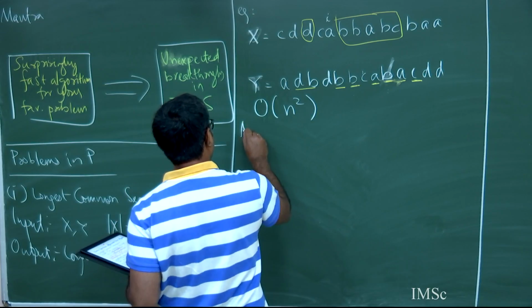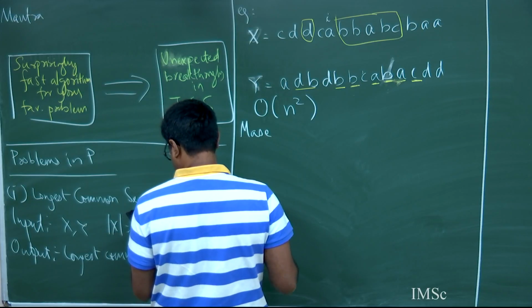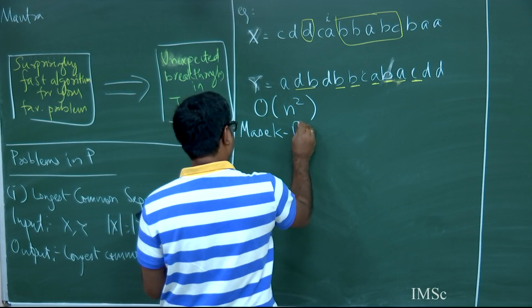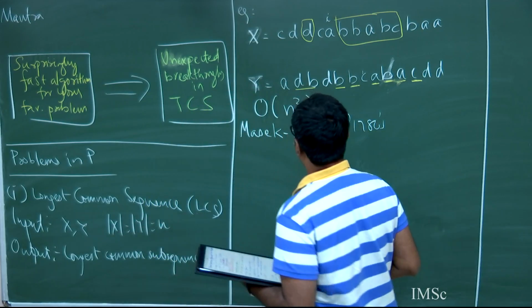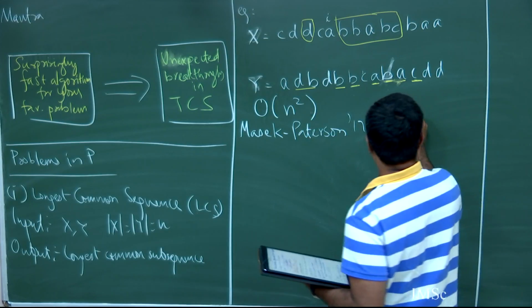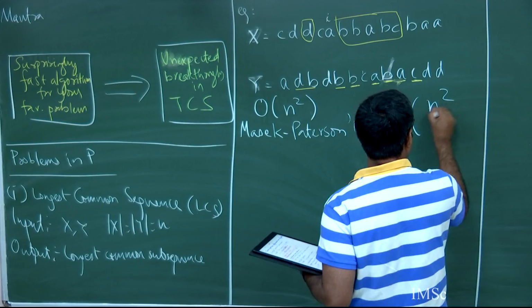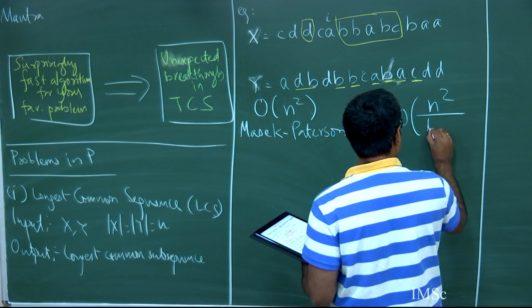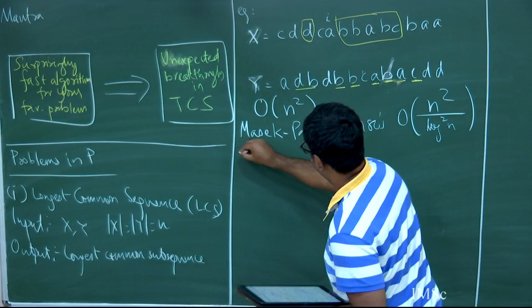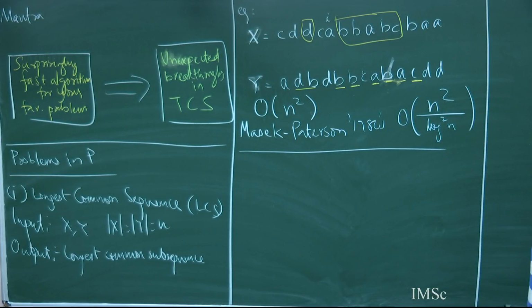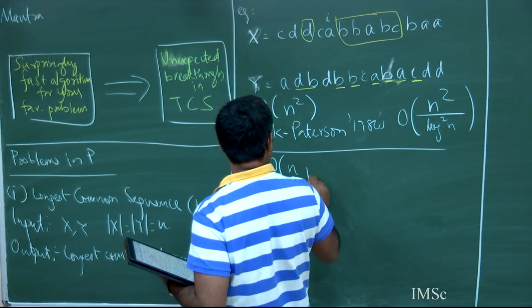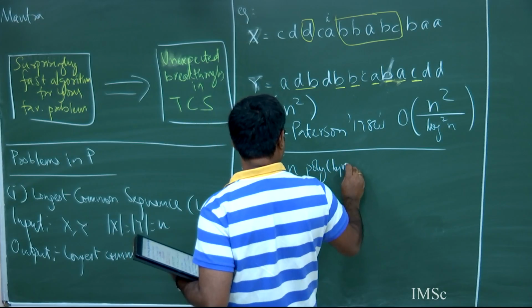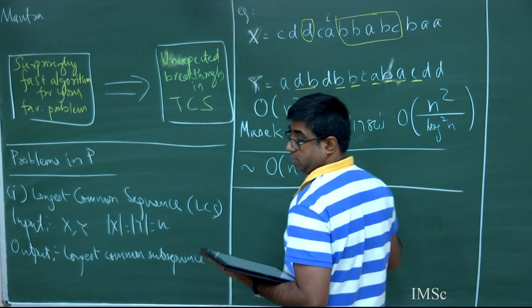And there was a very nice development by Masek and Paterson in the 1980s, which basically said that, well, I don't know how to do it much better, but probably I can do it in order n squared divided by log squared n, okay? So this is one problem which we are interested in. And the biggest open problem currently in this area is, can we do this in order n polylog n, okay? I'll come to this, okay?